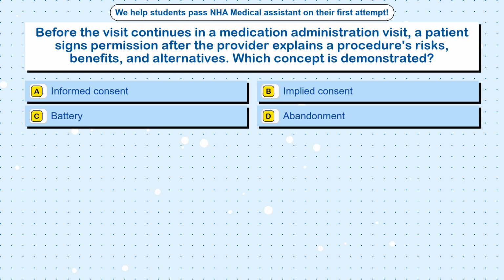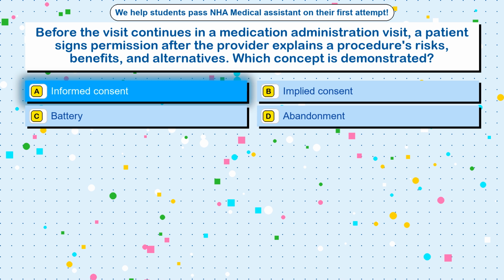Question 100. Before the visit continues in a medication administration visit, a patient signs permission after the provider explains a procedure's risks, benefits, and alternatives. Which concept is demonstrated? Option A, informed consent. Option B, implied consent. Option C, battery. Option D, abandonment. The correct answer is option A.